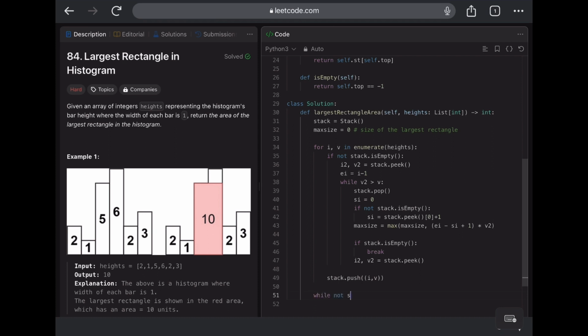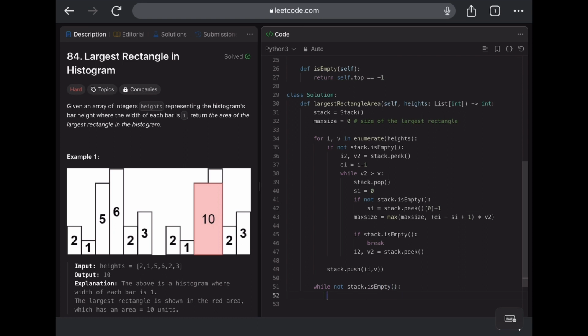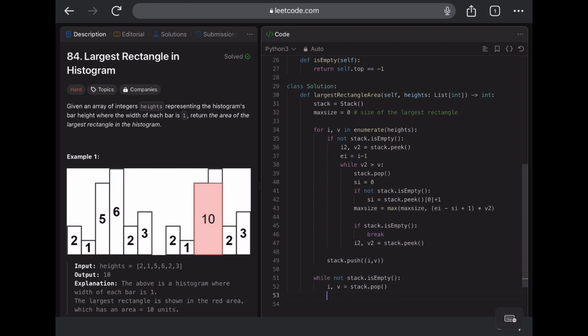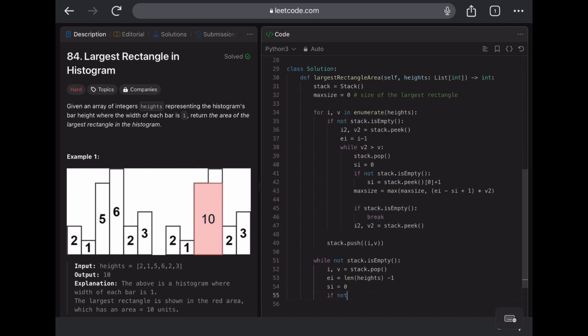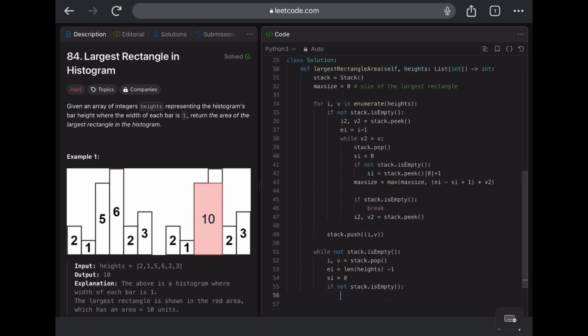So while the stack is not empty, well, we're going to do the same thing that we did up there. But instead of doing a peek, we can simply do a pop. Why? Because the right boundary is already determined now. What is it? This is the length of our array minus 1 for adjustments. And then the start index is going to be 0 again, and with the same condition as before, if the stack is not empty, then we could update this to whatever was below the element.